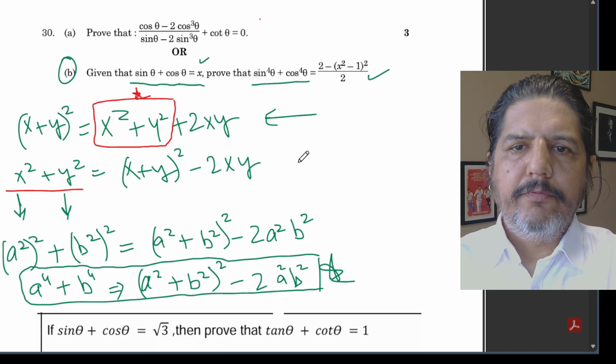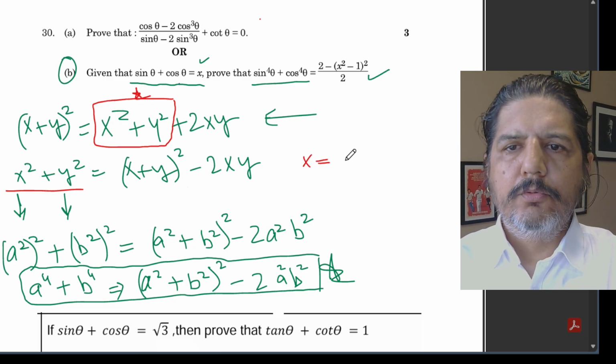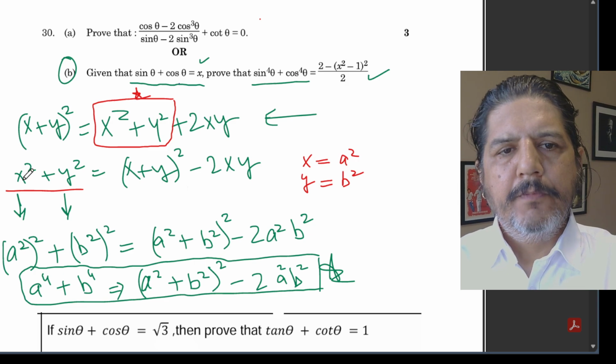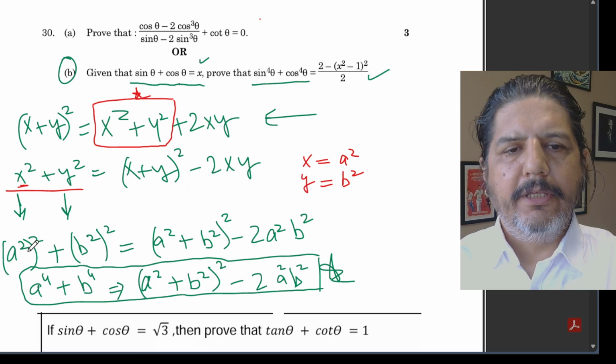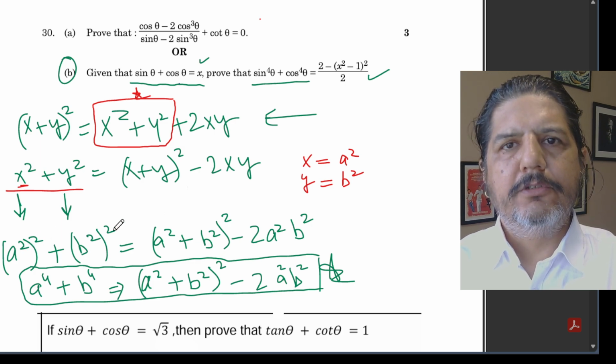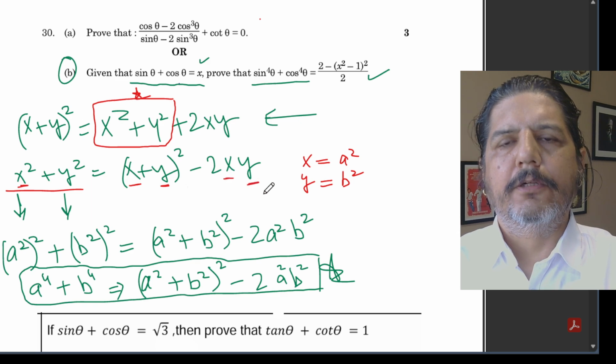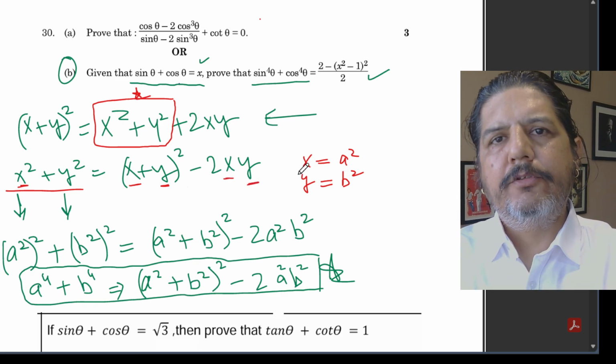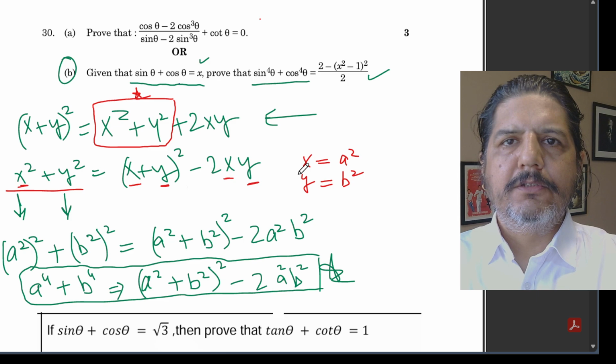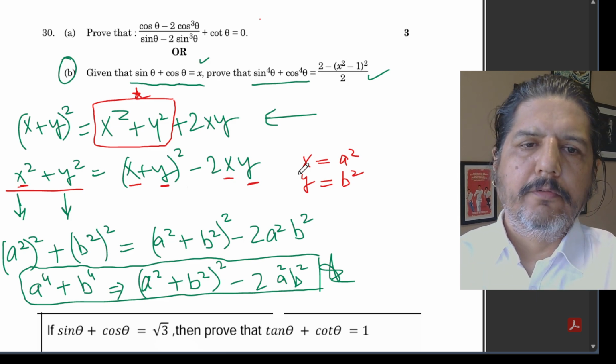Now in this, if I put x is equal to a square and y is equal to b square, see what happens. So my x is a square and y is b square. So this would be (a square) square plus (b square) square would be equal to (a square plus b square) whole square minus 2a square b square. Don't worry, I'm still on the question, but there's an expansion which I want to explain before I go forward.